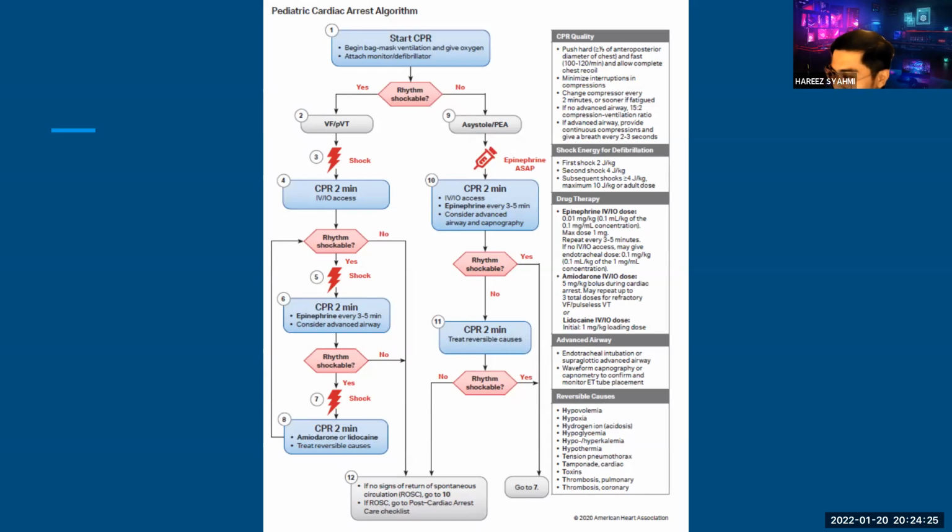Compare that to when the rhythm is non-shockable, which we can see in asystole or pulseless electrical activity. So we give epinephrine as soon as possible. Then we continue to do CPR, and check for IV and IO access. Give epinephrine every 3 to 5 minutes, and we can consider giving an advanced airway and capnography. And then we check again with the AED whether the rhythm is shockable or not after 5 cycles or 2 minutes of CPR.